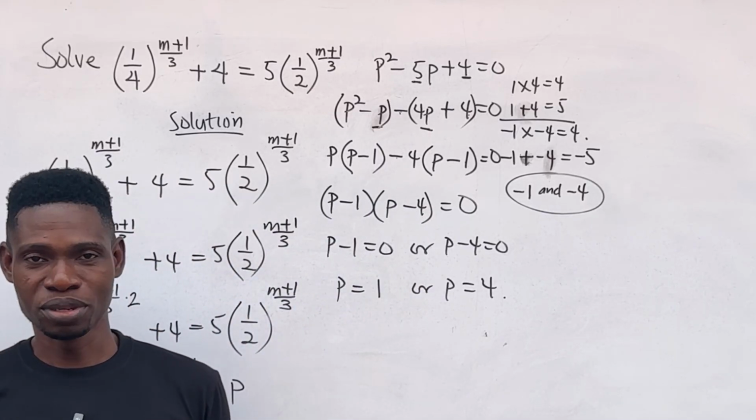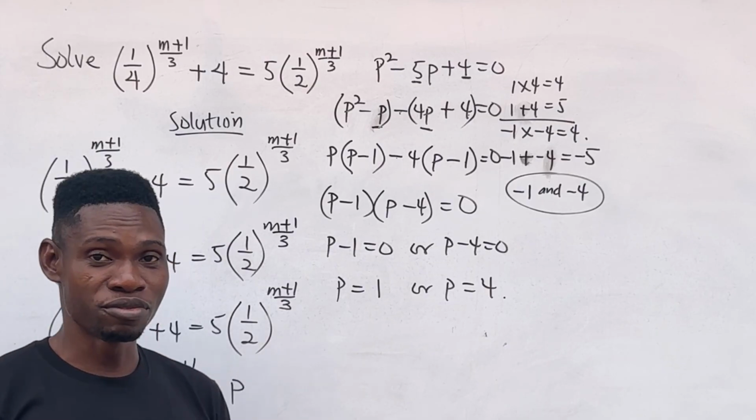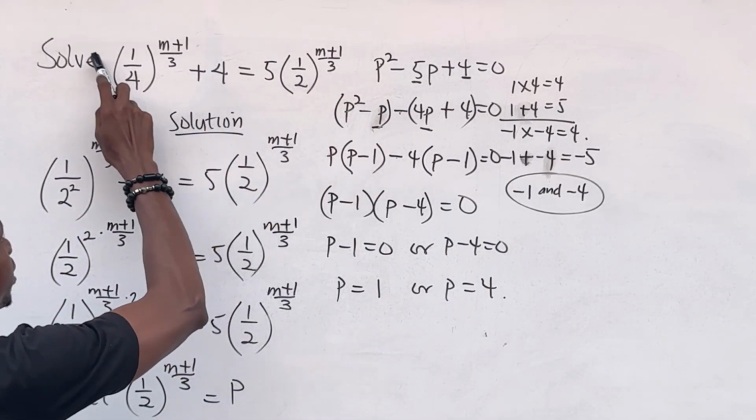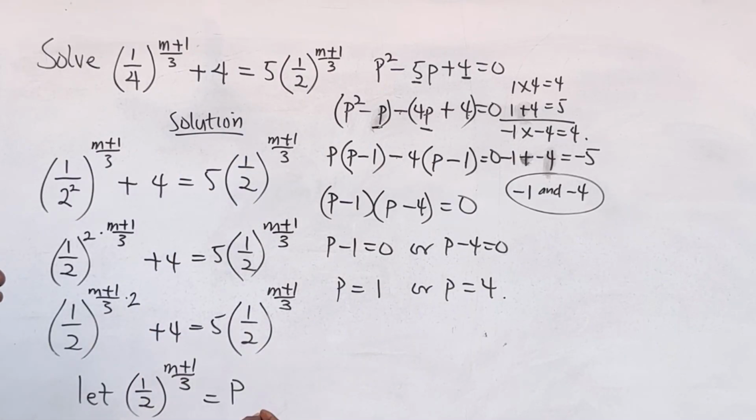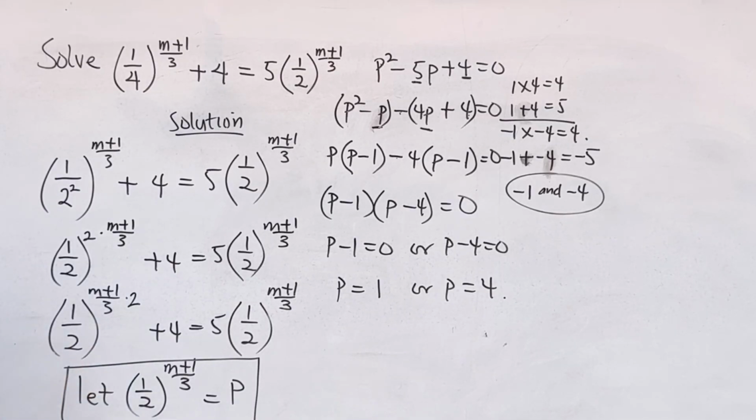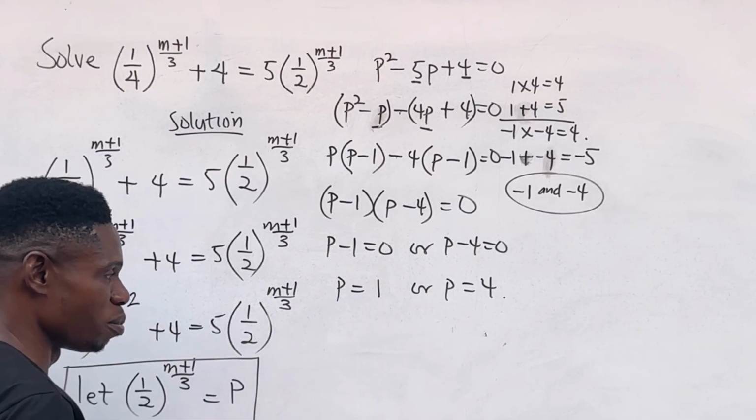But now we're not looking for p originally, we're looking for m. Because in our original equation, the only variable there is m, so we have to solve for m. But remember earlier, we introduced p, saying let 1 over 2 raised to the power m plus 1 over 3 be equal to p. And now we have two cases of p, so we're going to try both. So let's go with the first case.